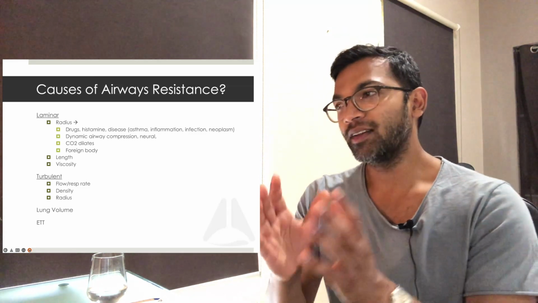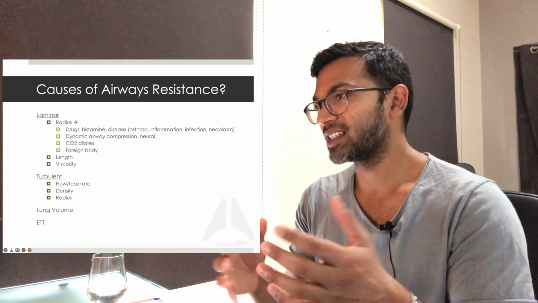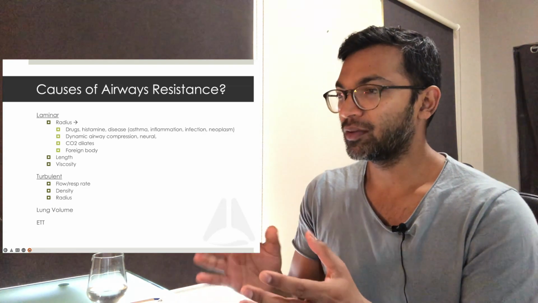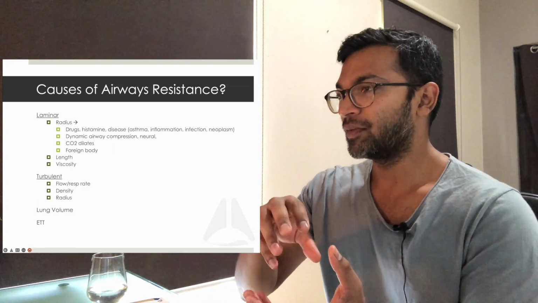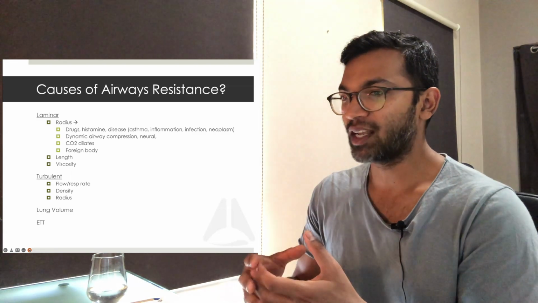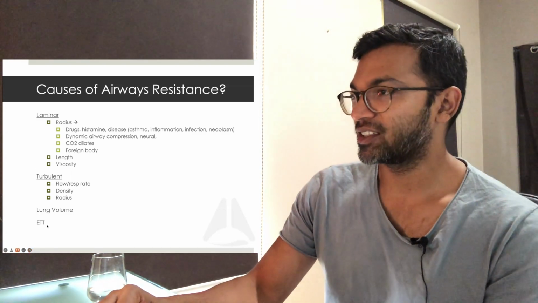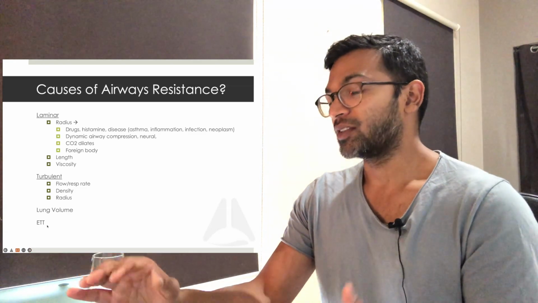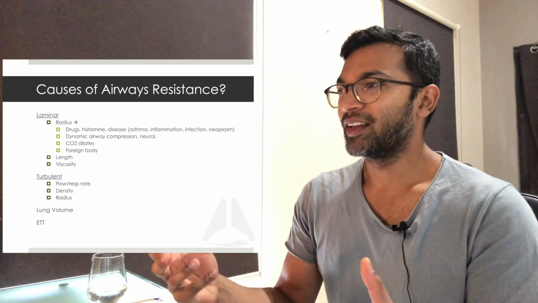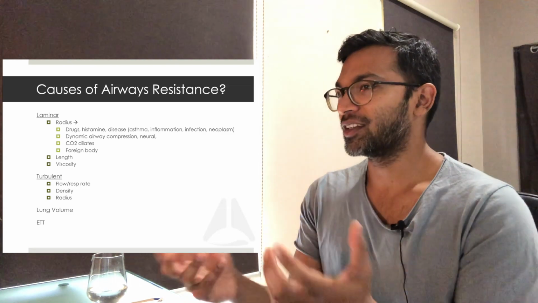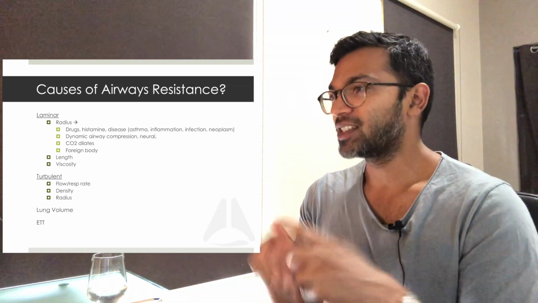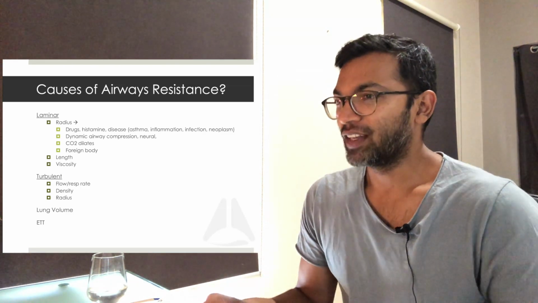But then, as I kept doing these classifications, you're really correct in saying that you might have to keep adding on things. For example, the first time I did this, I didn't think of lung volume, and then in the anesthetic context, I didn't think of the ETT as causing a decrease in your radius. Therefore, it's going to contribute to airways resistance. So it just kept on evolving as I did this.